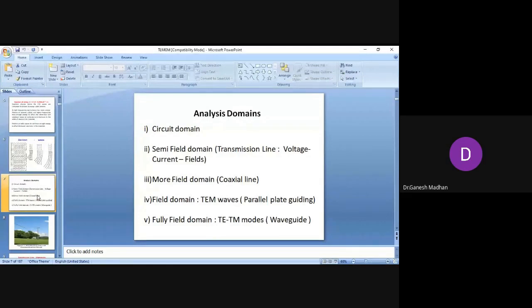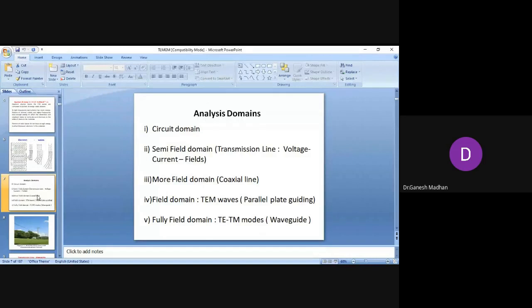Where it is more field oriented than a transmission line. For example, a coaxial line, where we may have fields in the x and y axis. Then you come to waveguides or parallel plate, where we have transverse electromagnetic waves. Then you have the complete field domain in space or waveguides.